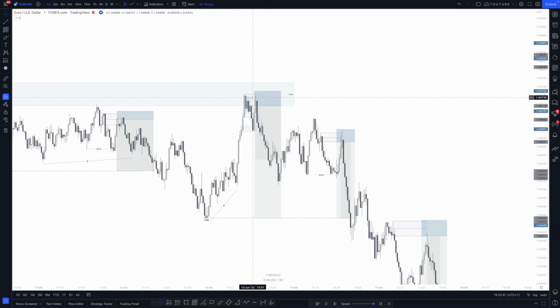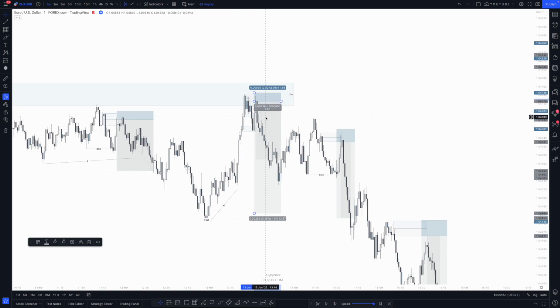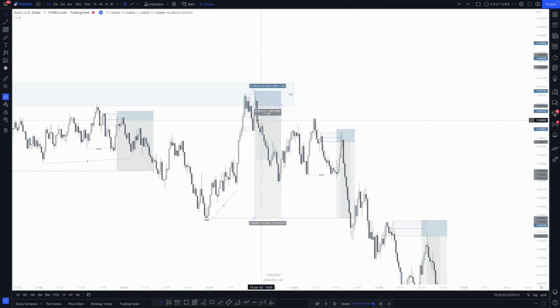We come down, we get our entry, and for me to get a 2 pip stop loss on here, if I just show you, I would have to have my entry up into the 25% level, and for me that's not ideal. So I entered at the 50% and just put my stop loss above. 3.5 pip stop, pretty nice to be fair. You don't always have to get a 2 pip stop loss, it's not absolutely necessary, but if I can get a 2 pip stop, then that's what I will do.